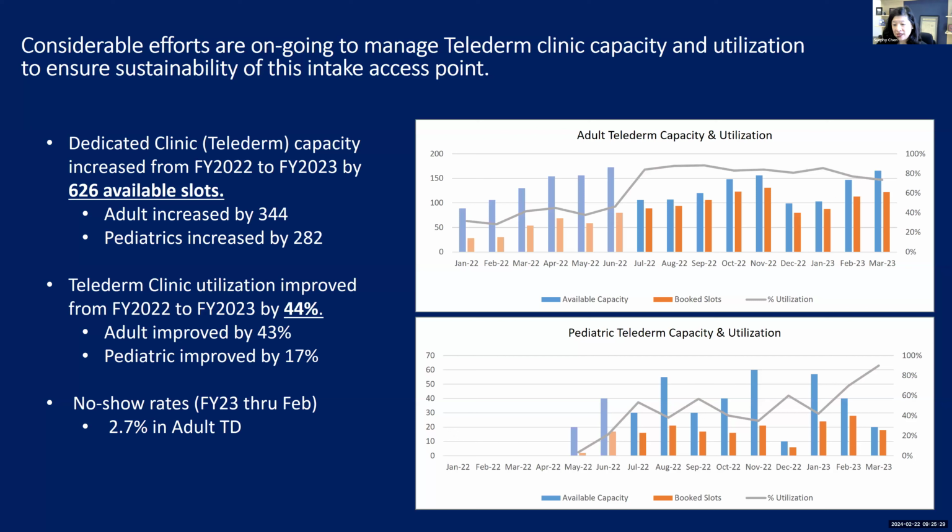And the other thing is that you can see these orange and blue lines are starting to align. And that is because we are filling every spot. There's a very low no-show rate as far as the slots here for telederm. And so this is actually a great use of resources. And then plus we don't have to worry about the brick and mortar expenses.